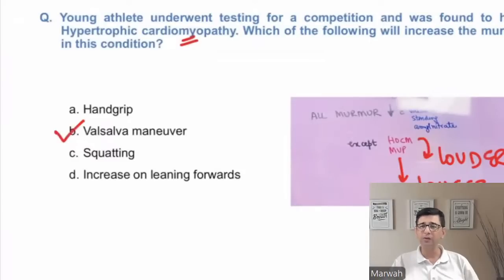Hand grip, doctor, is the opposite, no? In hand grip you increase the peripheral resistance, when you shake hands with the guy. When you do a hand grip, the peripheral resistance will increase and that will decrease the gradient between the outside and the inside of the heart. So if you are going to have a decrease in the gradient, then the murmur will become softer.